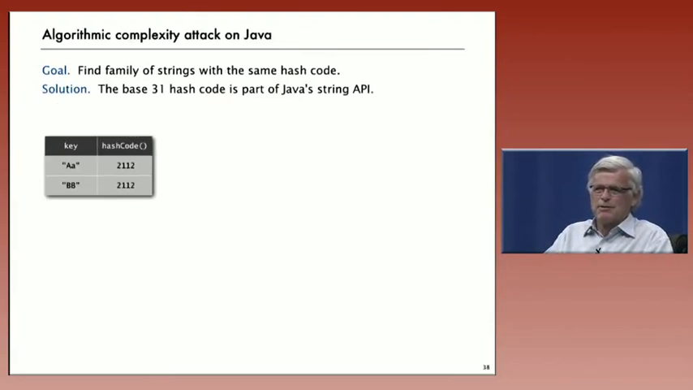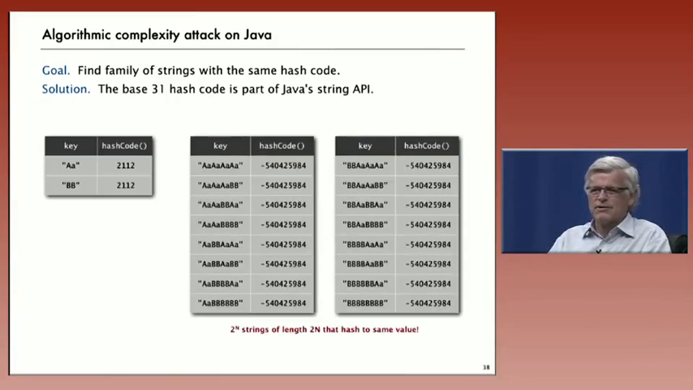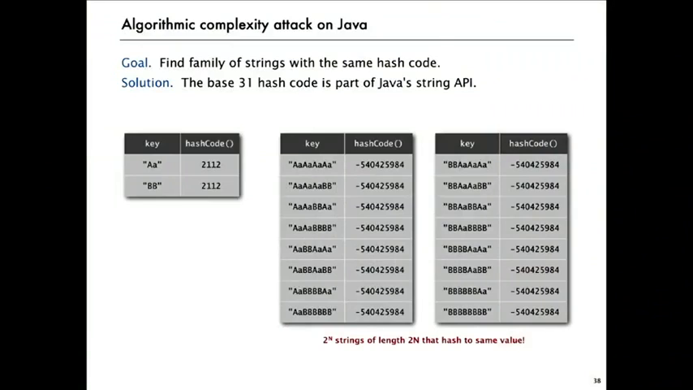So here's just a simple example on hashing in Java. It's pretty easy to find a family of strings that have the same hash code. For example, with just a little fooling around, or nowadays you can just look it up on the web, you can see that these 2-character keys both have the same hash code. And you just do the math, and that base 31 hash code will tell you that answer. Well, what that means is that, just like working in binary, you can combine those things in all possible ways, and you can get 2 to the n strings of length 2n that all hash to the same value.